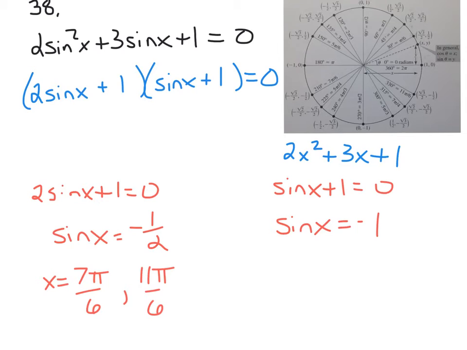Okay, and then we're going to look for the angle. When we take the sine of that angle, it gives us -1. Again, we're looking at y values. So we come up, that's a +1, -1, and so x also could be 3 pi over 2.